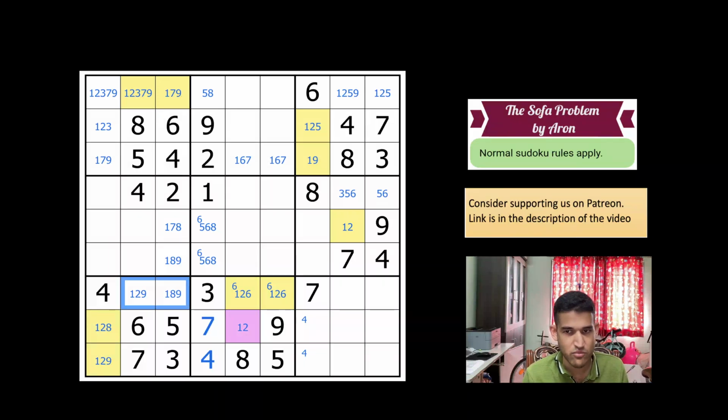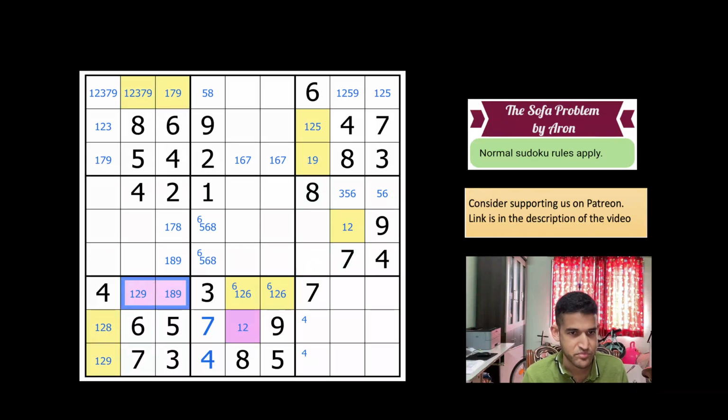So pink has to be in one of these 2 cells, right? Obviously you cannot have a pink again here because of the reason I showed you. If both yellow and pink are here, so that means this will be 1, 2. So this becomes 1, 2, this becomes 1, 2, and box 6 is broken. So pink has to be in one of these 2 cells.